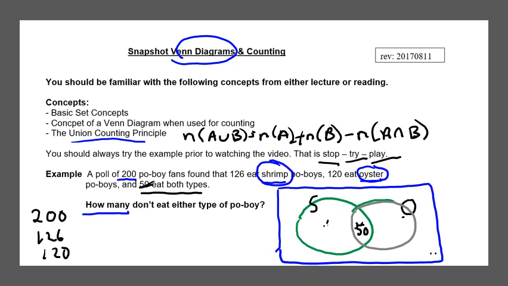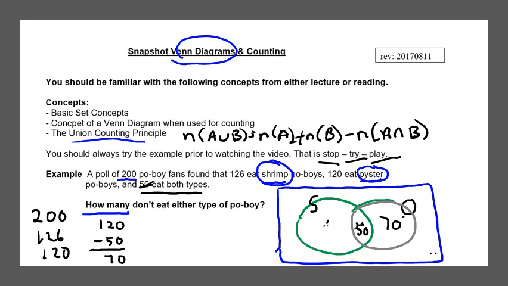Now if you think about it, 120 eat oyster, right? So in the circle that consists of the people that eat oyster po' boys, there's 120 people. But if I look, 50 people are already standing there, meaning I am missing 70 people. Those 70 people have to be here because they eat oyster po' boys, but they do not eat the shrimp po' boy, because we already know where the 50 people that also eat shrimp po' boy are located.